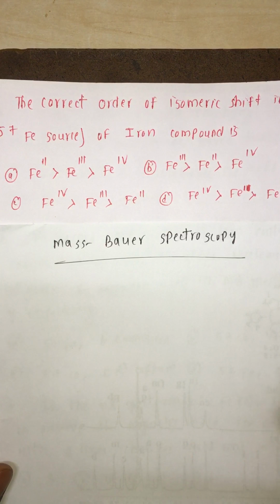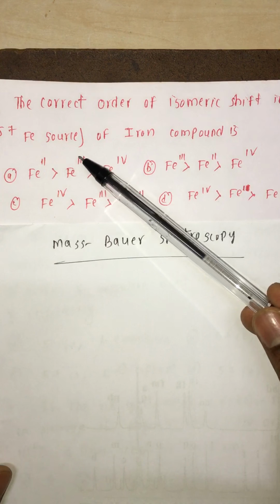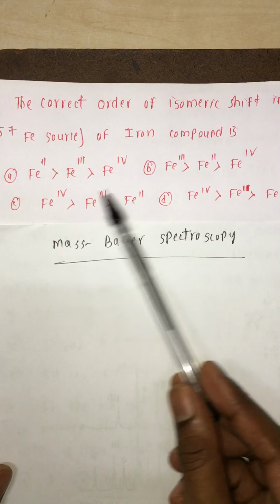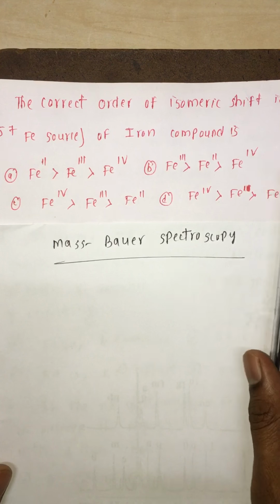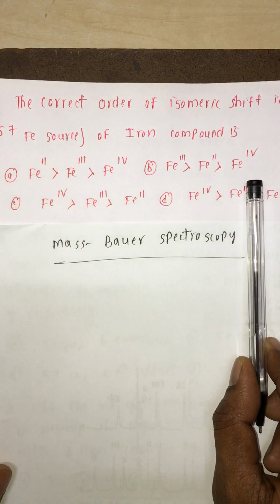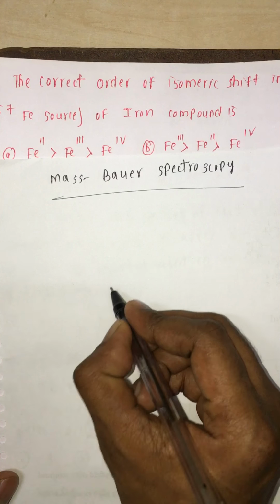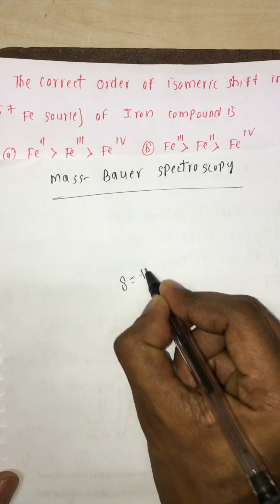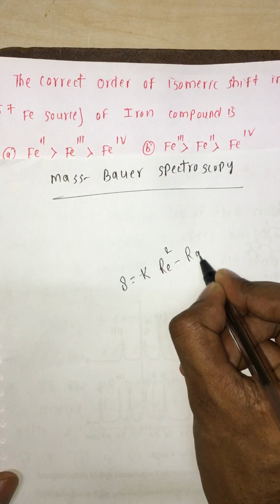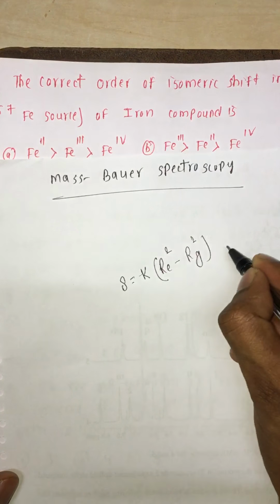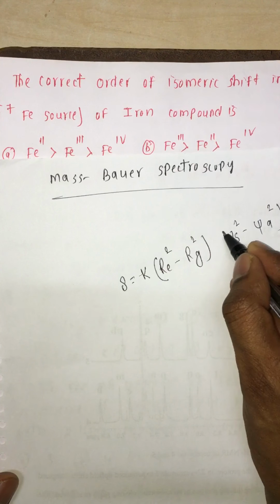The correct order of isomeric shifts in Mössbauer spectra of the source, as given, that is 57Fe of the iron compound. Here 3 oxidation states are given. Now we have to calculate the isomeric shift for these 3 nuclei. The general formula of isomeric shift: delta equals K times Re square minus Rg square, times psi s square minus psi a square.